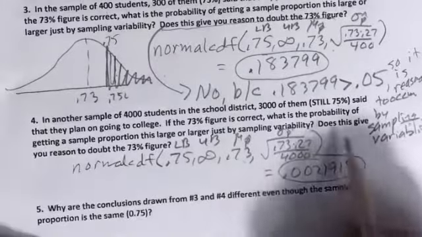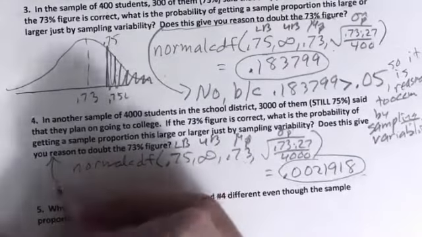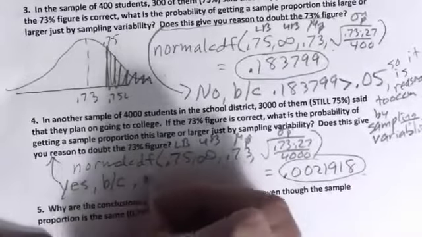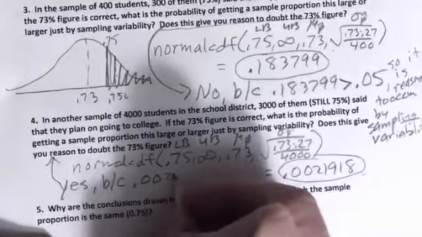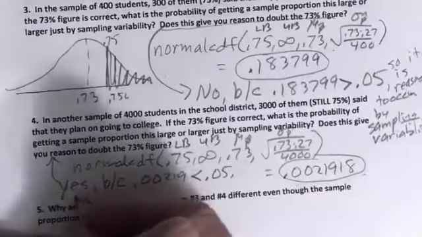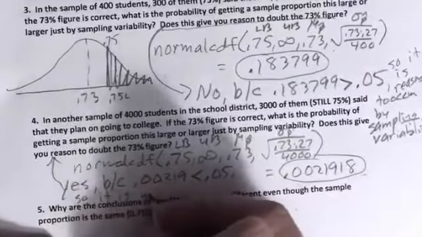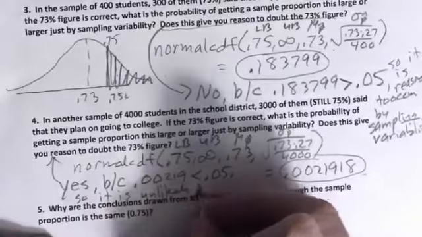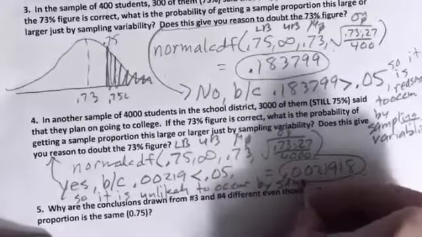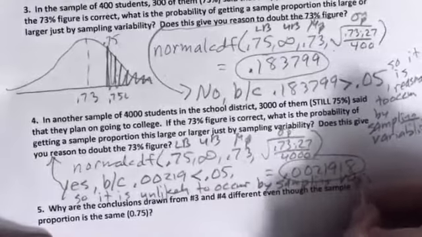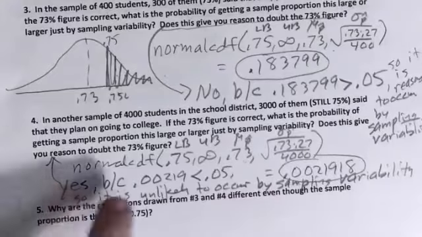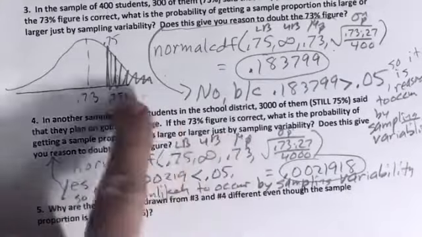Okay. And so does this give us reason to doubt? Yes, it would, because 0.00219 is less than 0.05. So it is unlikely to occur by sampling variability. In other words, by just random chance. So what's happening here is that even though the only thing that changes is the sample size.